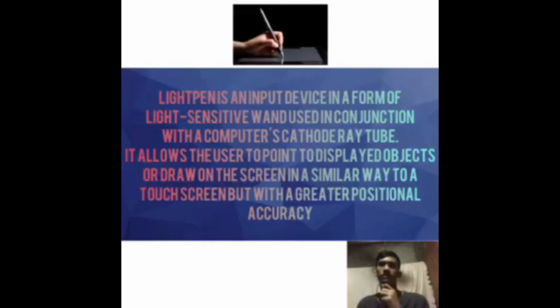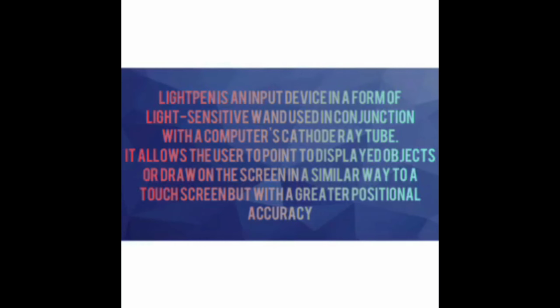The fourth example is a light pen. It is an input device in the form of a light-sensitive wand used in conjunction with a computer cathode ray tube. It allows the user to point at displayed objects or draw on a screen in a similar way to a touchscreen, but with greater positional accuracy.